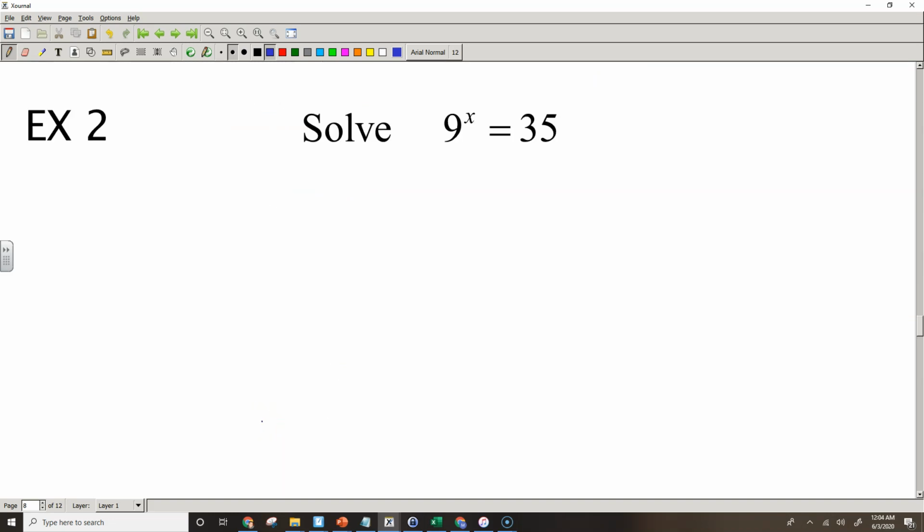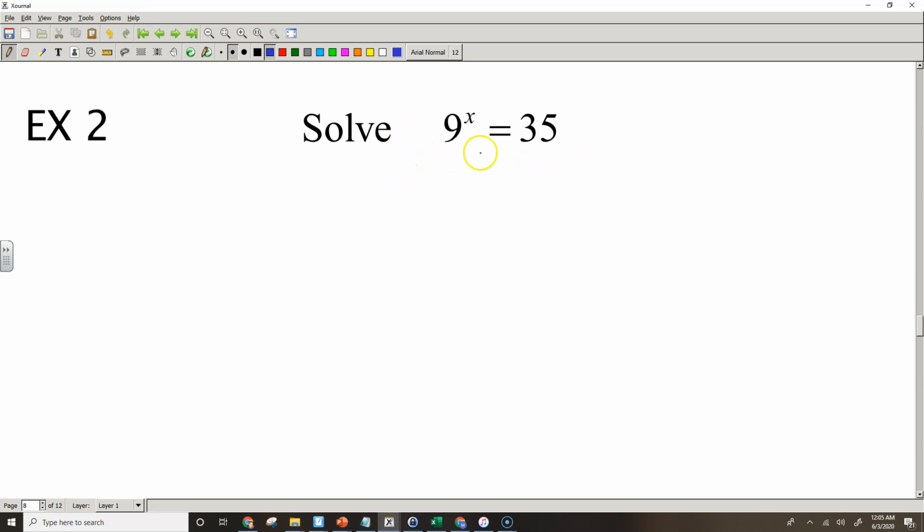All right, so let's look at another example. In this case, we have an exponential equation: 9 raised to the x equals 35. And the strategy that we used in the last couple problems was to think about whether we can write both sides of the equation, both of those expressions, as powers of the same base. Because if we can do that, we can just set those exponents equal and it becomes pretty straightforward.